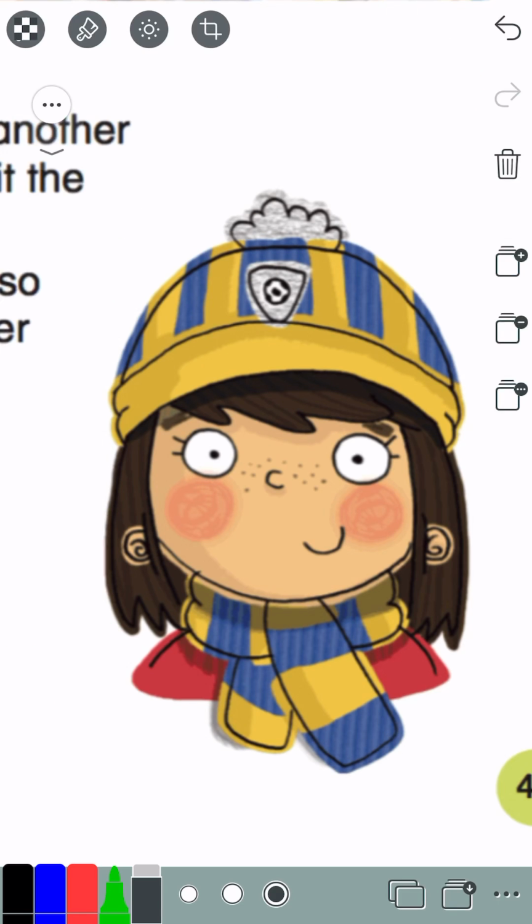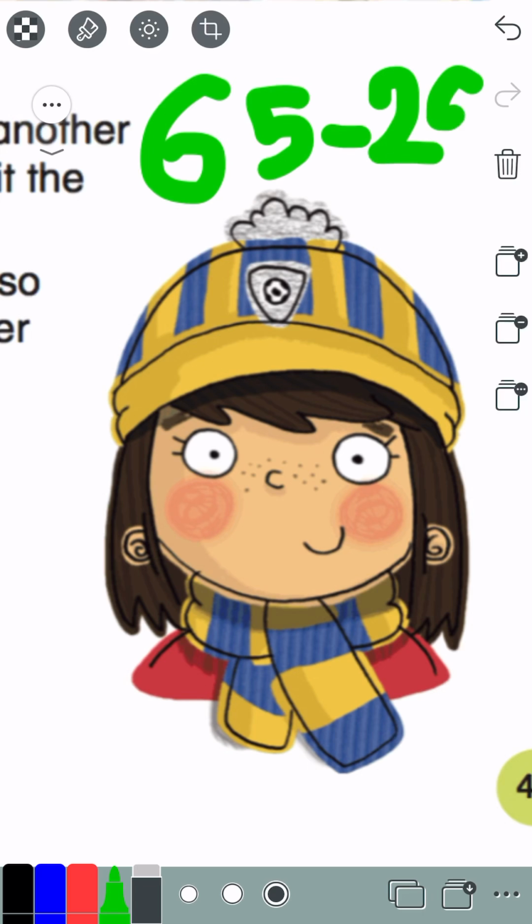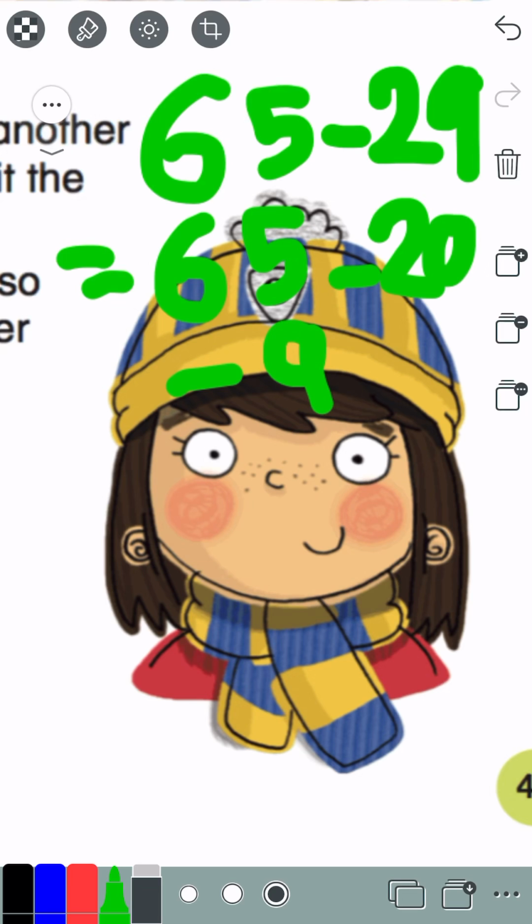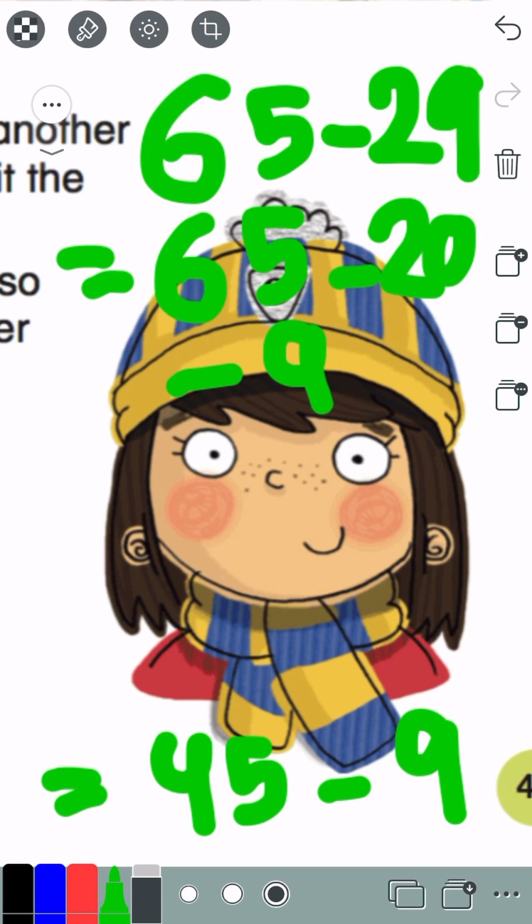Another way is to subtract, let's say, 65 minus 29. We can partition the second number into tens and ones. So 65 minus 20 minus 9. 65 minus 20 equals 45 minus 9. I'm counting back 9 fingers from 45.